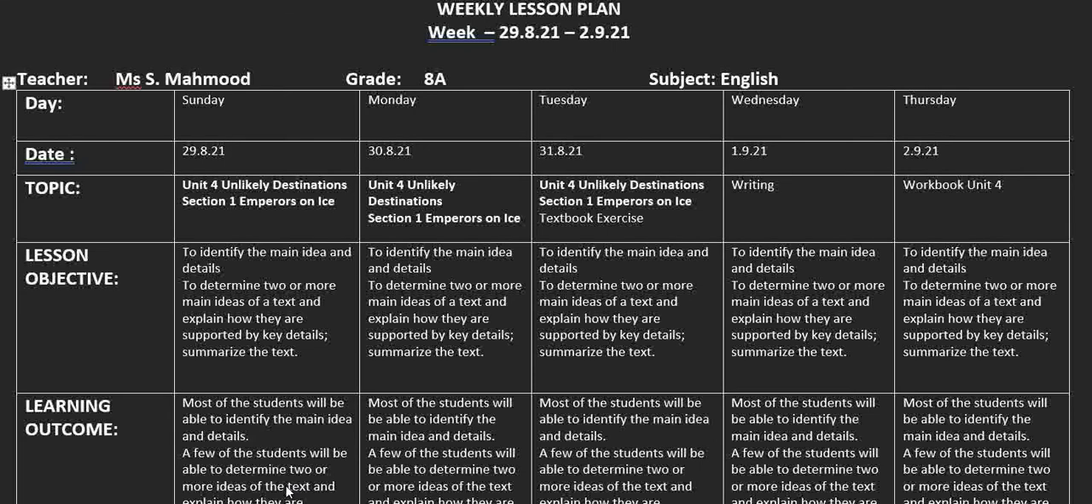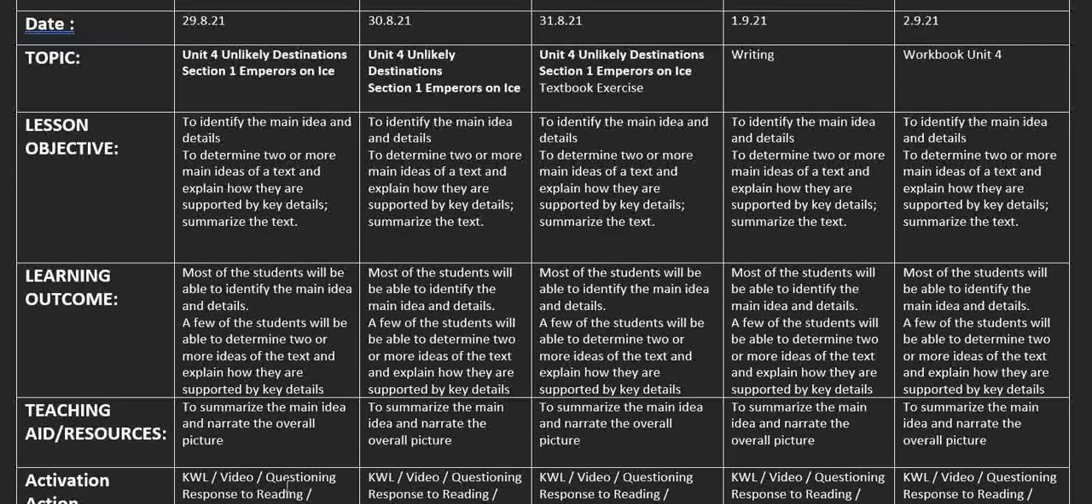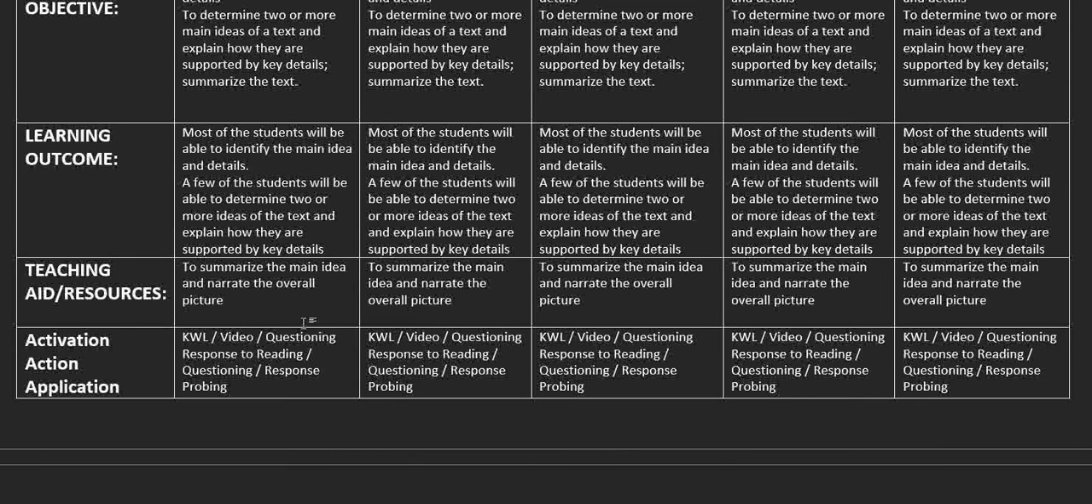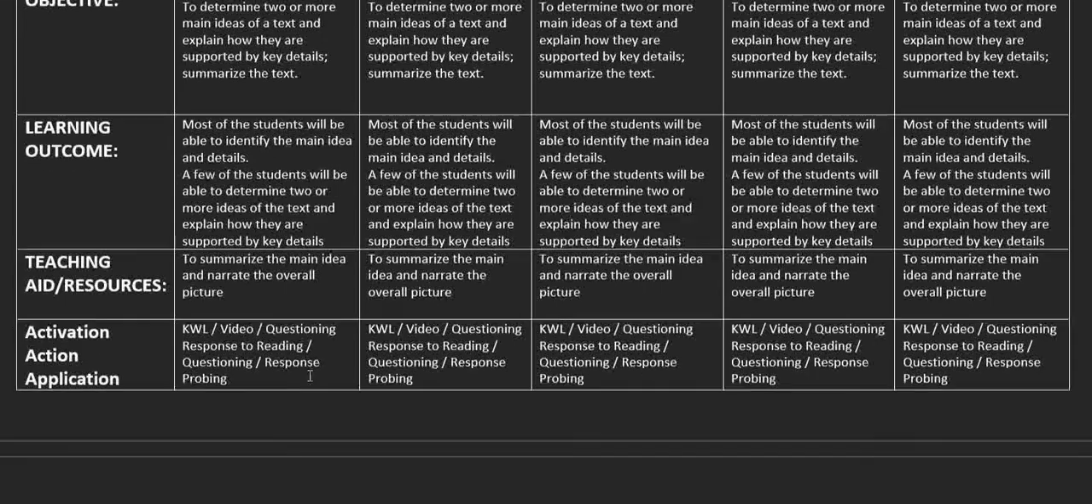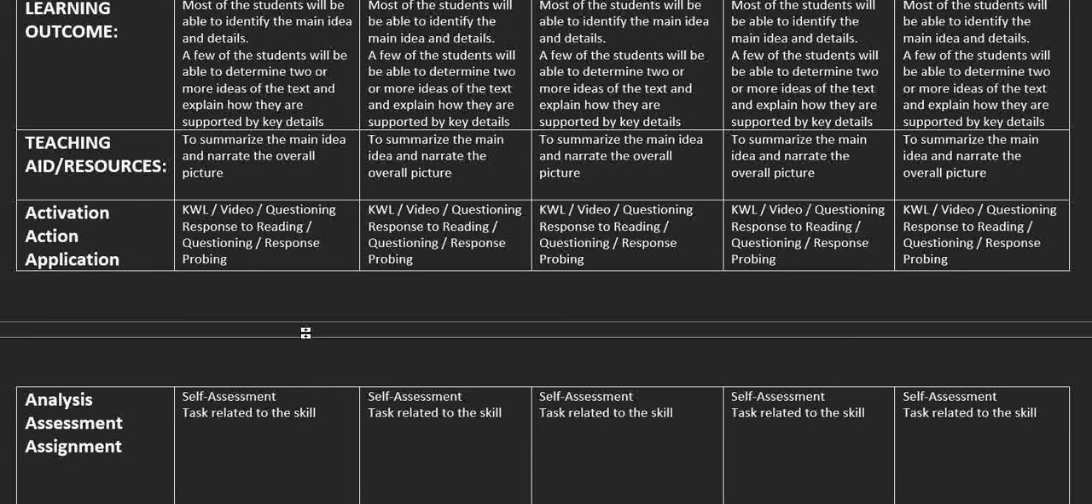Now, as far as the structure of the lesson is concerned, at certain points the teacher will pitch in to explain or narrate or give you an overall picture, but it is expected that in a group reading or the club reading, you should be able to determine the main idea and details and explain it to your classmates. The structure of the lesson is that we begin with the KWL, that is what I know, what I want to know, what I have learned. What I have learned is to be done towards the end of the lesson.